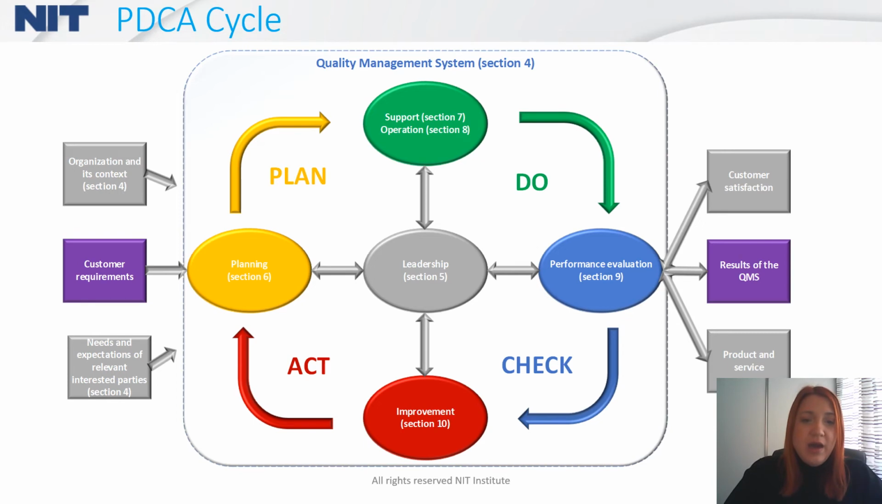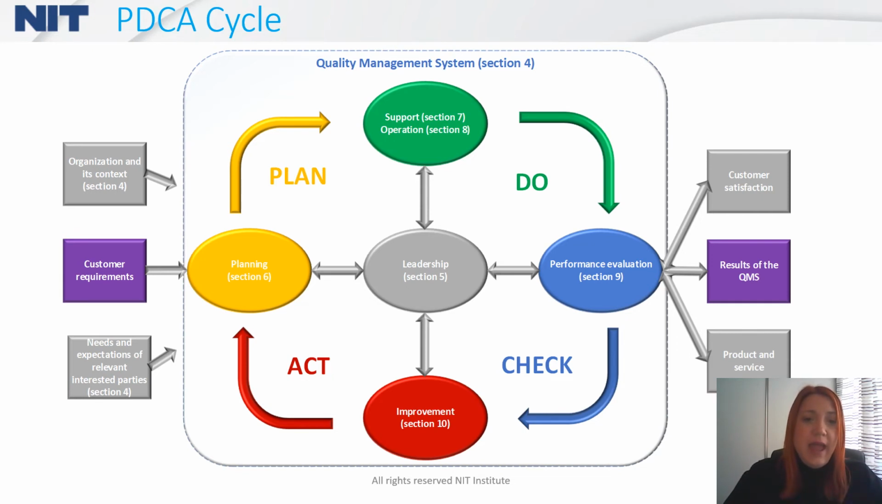Then you have the output of such a cycle, and those are the results of the QMS system, and they are really oriented to customer satisfaction. Of course, the results can be a product or service or any kind of process, but in this cycle you should do the next things. First of all, you need to plan.